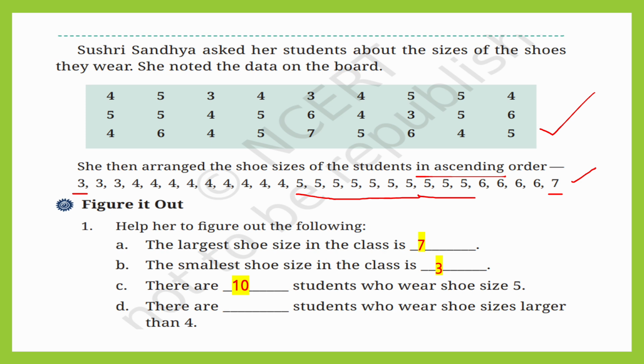There are dash students who wear shoe sizes larger than 4. So, how many students wore shoe sizes 5, 6, 7? See, size 5, 10 students. Then, size 6, 4 students. Size 7, 1 student. So, how many students wore shoe sizes larger than 4? 10 plus 4 plus 1, that is 15.